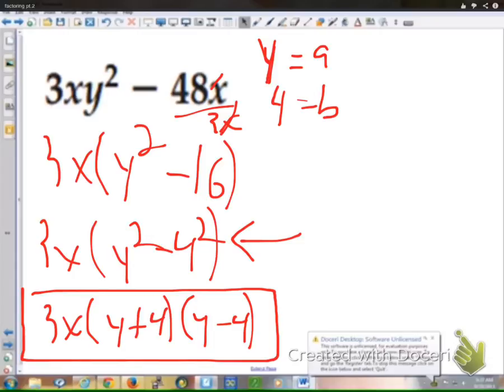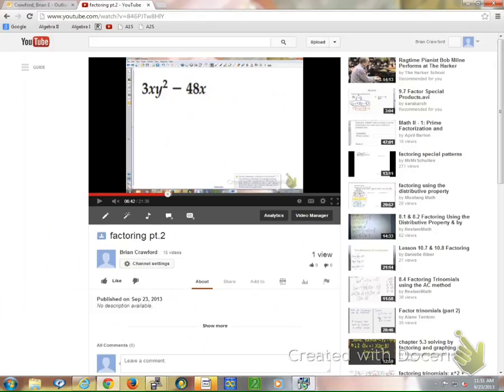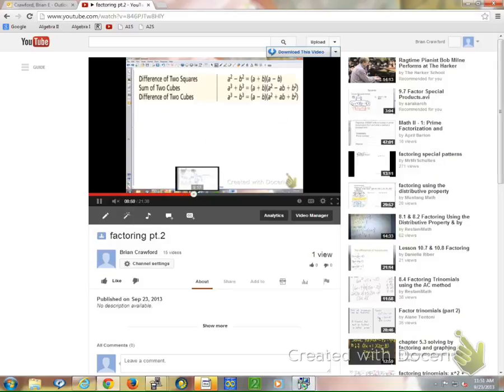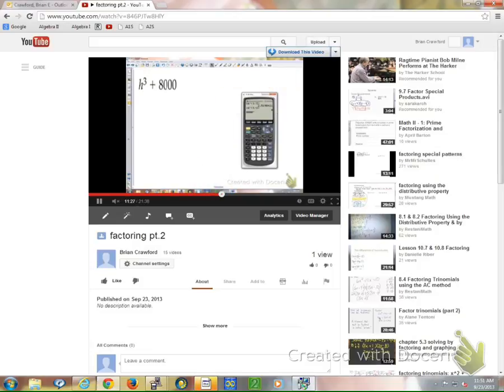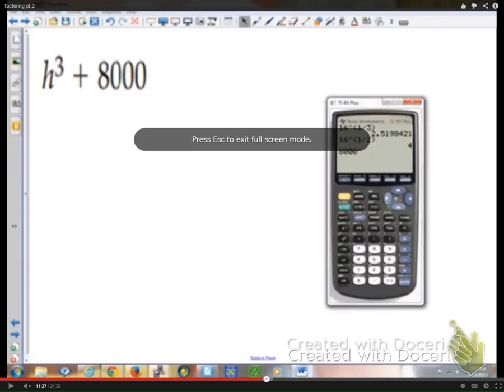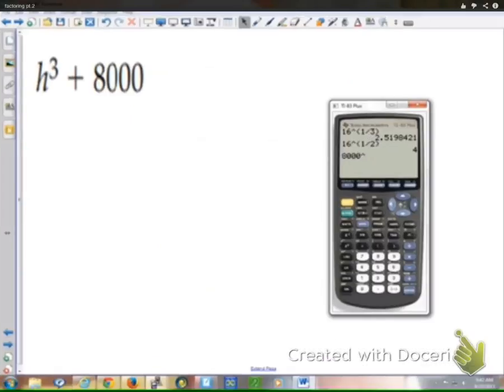One more example. Really hope I get this software stuff figured out. We already did that. Oh, here we are. Oh, that calculator's going to be in our way.